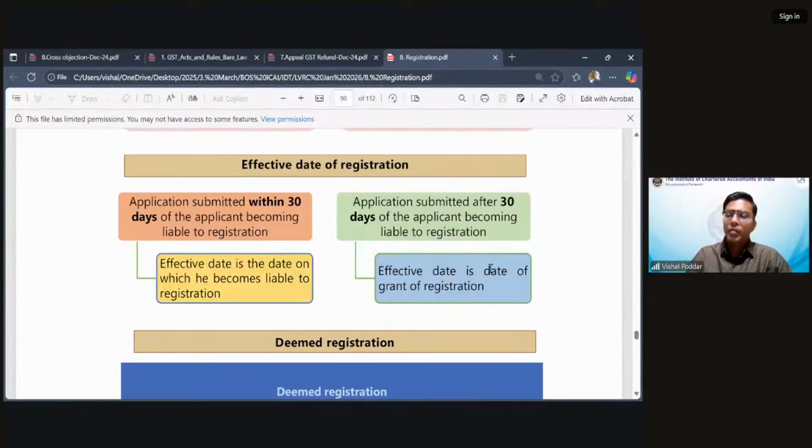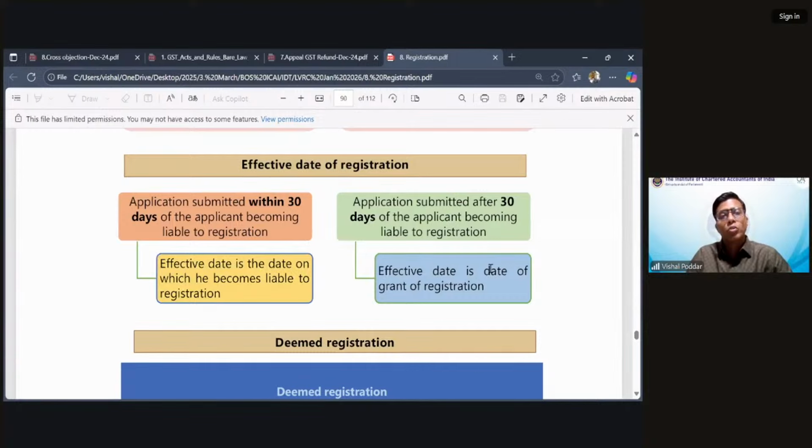Now, once you have applied for registration, what is the effective date of registration? Now here, there are two categories. First, the person who was compulsorily required to get registered, and second, the person who is taking registration voluntarily. For the voluntary person, the effective date of registration is the date when the person receives the registration number.